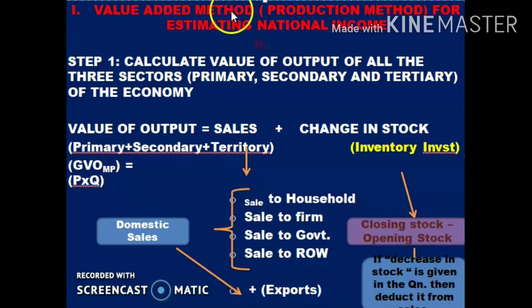The formula is the value added method, or product method, for estimating national income. The first step is to calculate the value of output of all three sectors of the economy, that is primary, secondary, and tertiary. The terms will be given in the question with the values, so don't worry. The value of output, as I told you, is primary plus secondary plus tertiary sector, and it is otherwise known as GVOMP, that is gross value added at market price. Hope you understood.